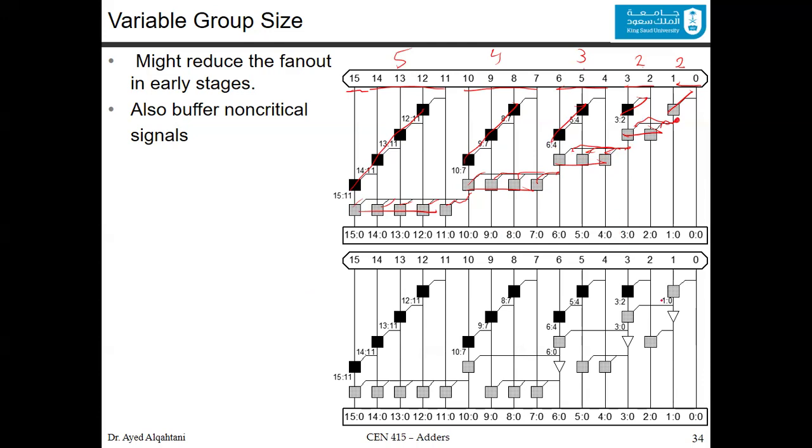So one way to do it is to buffer out the ones that are not critical. So actually, you can push this one down. You can push those 2 down. You can push those 3 down. The rest you cannot push. If you push anything here, you will increase the depth, which means the delay. If you push this one, or this one, or this one, you are actually affecting the critical path.